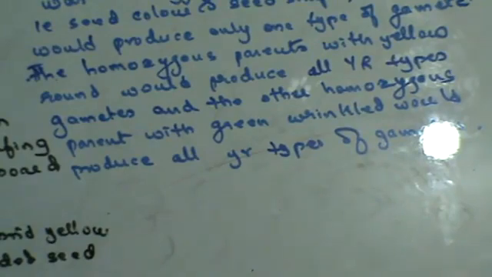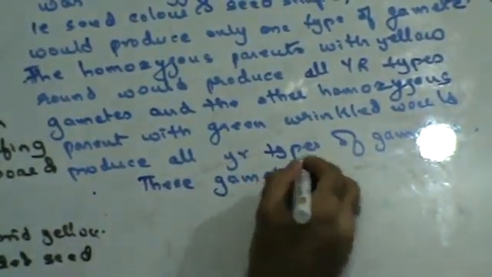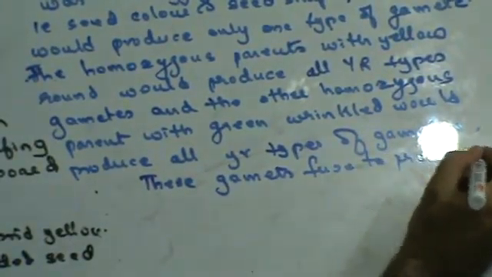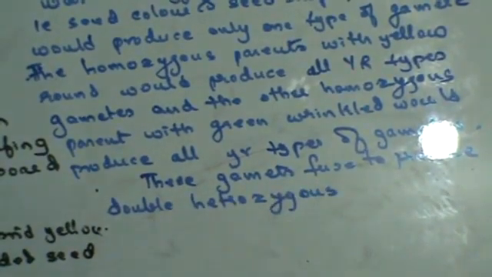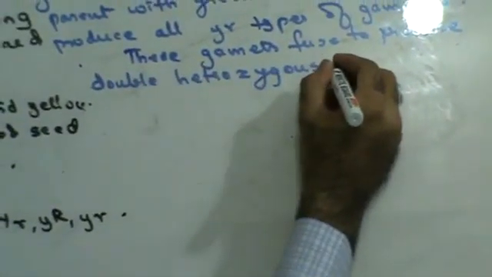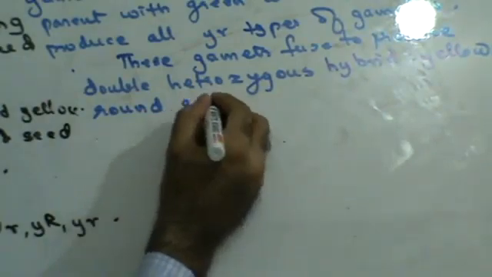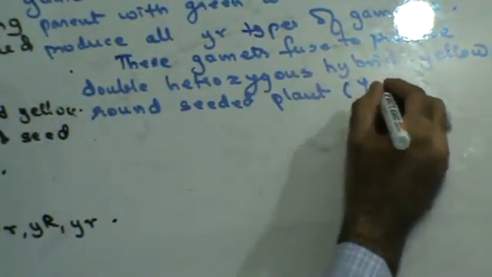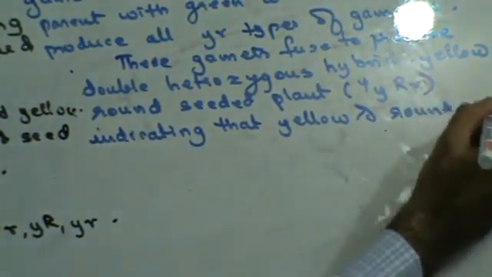Right, now once I have this, these gametes fuse to produce a double heterozygous hybrid. These gametes would fuse to produce a double heterozygous hybrid yellow round seeded plants. That's what I would get when I fuse these gametes. So what I'll get is YyRr, indicating that yellow and round are dominant characters.